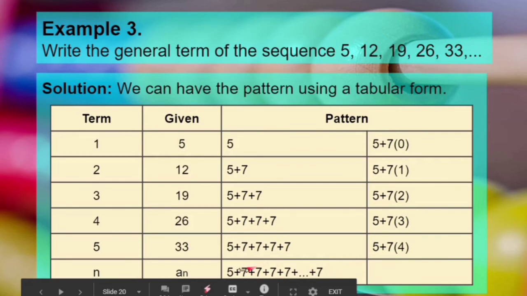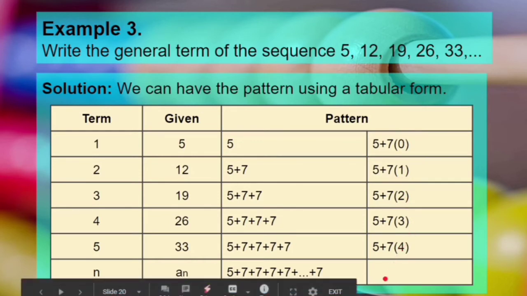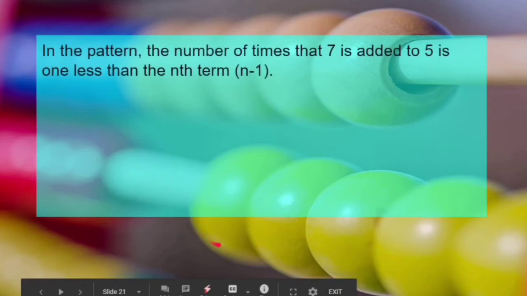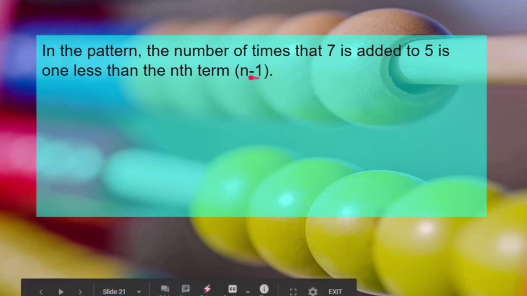So we do not know how many 7s we are going to add since that is the nth term. If you will notice, these numbers indicate the number of times that we added 7 to 5, and it is also 1 less than the term. So 1 minus 1, we have 0. 2 minus 1, we have 1, and so on. So from there, we can now have 5 plus 7 times quantity n minus 1. So in the pattern, the number of times that 7 is added to 5 is 1 less than the nth term. So that's why we represent that as n minus 1.